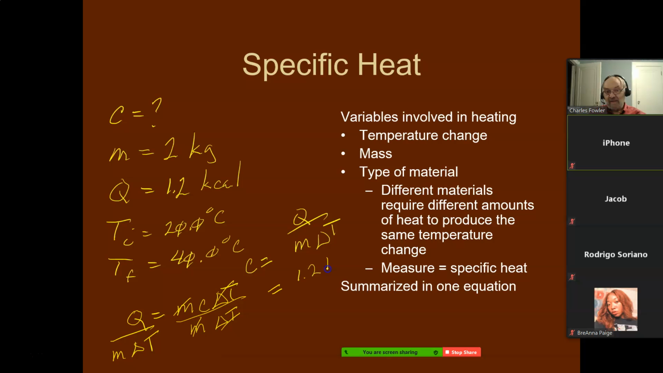1.2 kilocalories divided by mass, 2 kilograms. And your delta T here, that's 20 degrees. Goes from 20 to 40. That's a change of temperature of 20 degrees Celsius. So we'll put 20 degrees Celsius here.